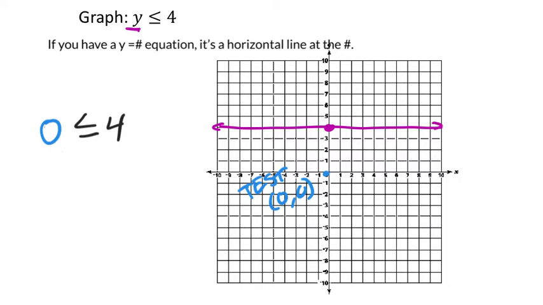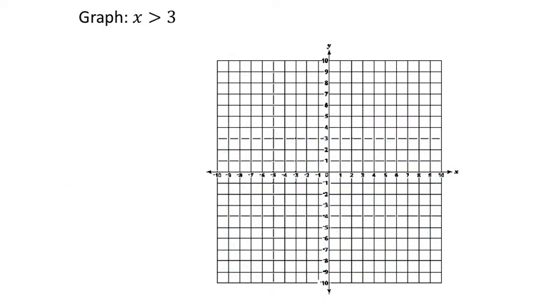I think that should make it easier because I just have to replace the y value with 0. 0 is less than or equal to 4. That, from what I know, is true. And since the point that I'm testing is below the line, that means I'm going to go in and shade below the line. There we go. Next is x is greater than 3.